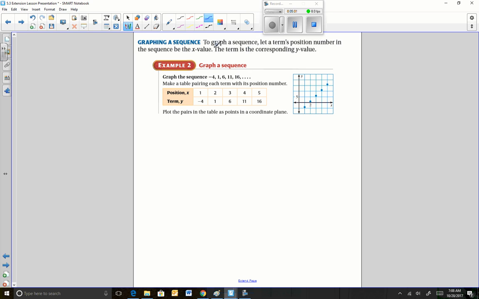Now they ask you to graph. To graph a sequence, let a term's position number in the sequence be the x value. The term itself is the y value. So the first term, -4, we write (1, -4). For the second term, we write 2 because it's the second term, and the 1 is the y value. For the third term, here's 3 for the third term, it's 6, so you put that for your y value. Fourth term is 11, so (4, 11). Fifth term is 16, so (5, 16), and you plot your points. And notice it makes a nice line. There's a linear relationship because it continues to go up consistently by 5.